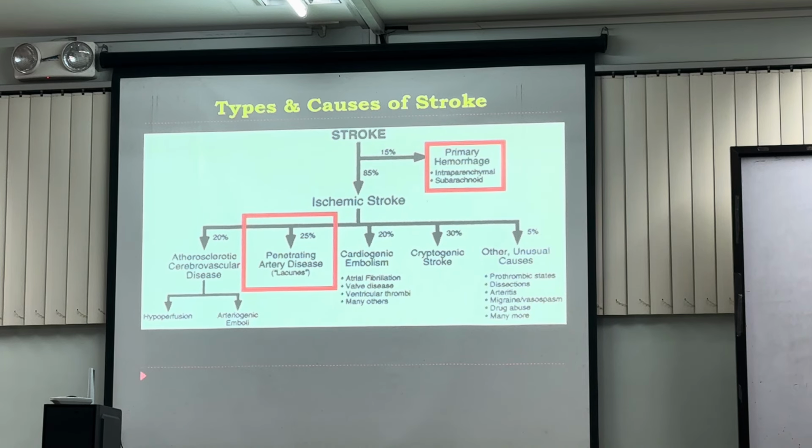So the type of stroke again, because we're in ischemic stroke, it's important to determine whether it's a large vessel occlusion or a small vessel occlusion. That you can tell based on clinical syndrome and based on CT scan or MRI findings. That's an important approach. Know which vessel, what size of vessel has occluded. Okay.